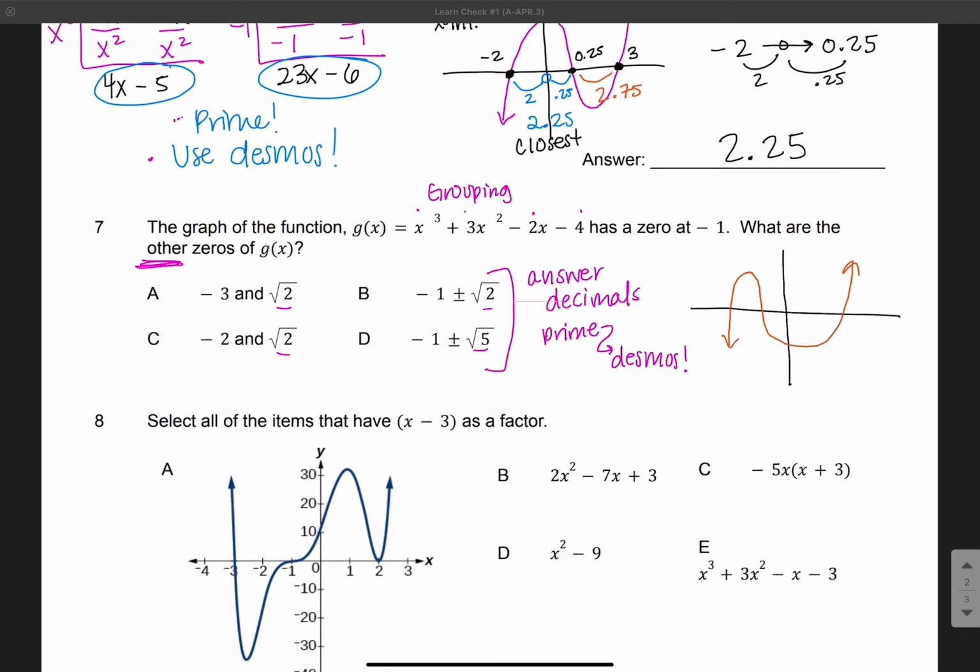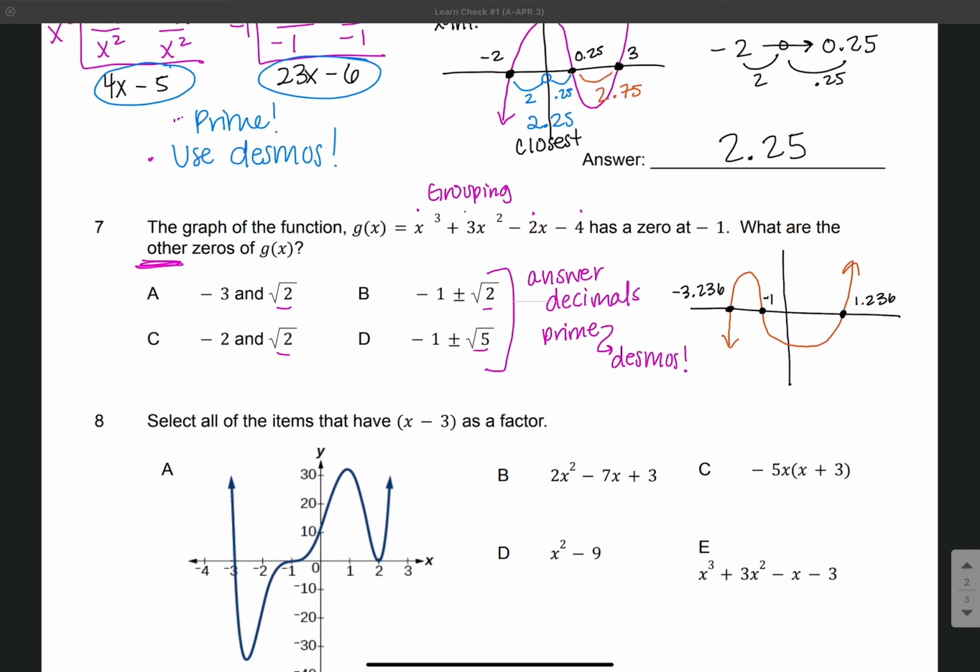Now, Desmos will give you decimal answers. Again, you don't want to round your decimals too much. You want to be as accurate as possible. -1. And this was at like 1.236. And this other one was at -3.236.